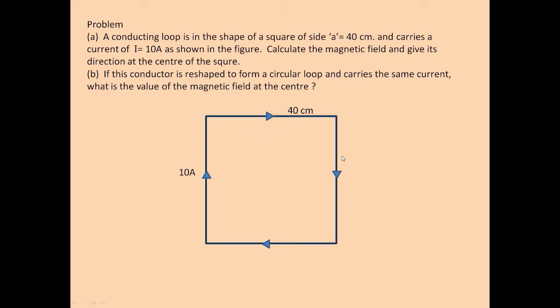What is subdivision B? Imagine this square conducting loop is now changed into a circular loop. Then what will be the magnetic field at the center of the circle? That is the question. Okay. Now we will go to the solution.